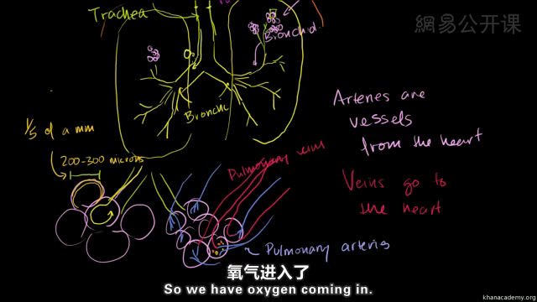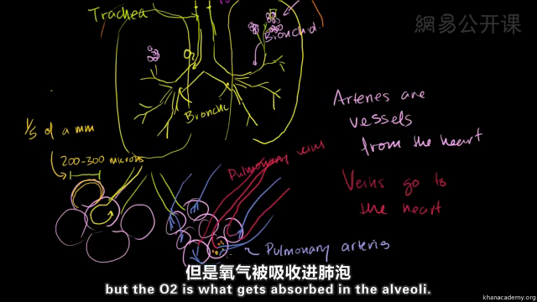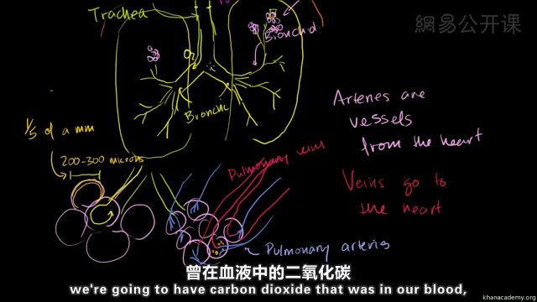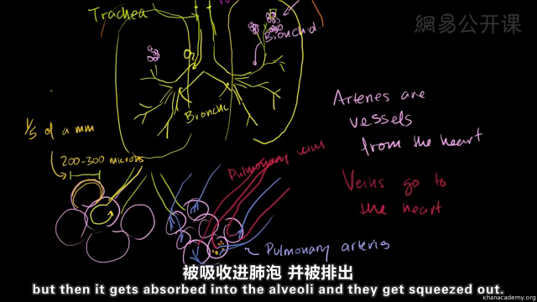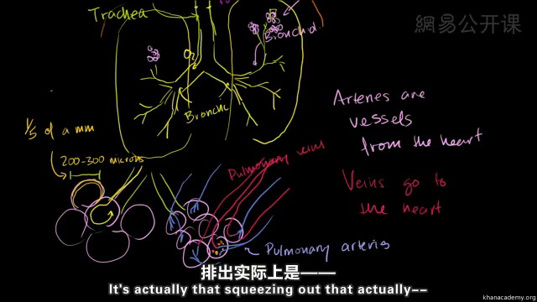So we have O2 coming in when we inhale. Other things will be coming in, but the O2 is what gets absorbed in the alveoli. And then when we breathe out, we're going to have carbon dioxide that was in our blood, but then it gets absorbed into the alveoli and they get squeezed out. And I'm going to tell you in a second how it gets squeezed. And then it gets squeezed back out.